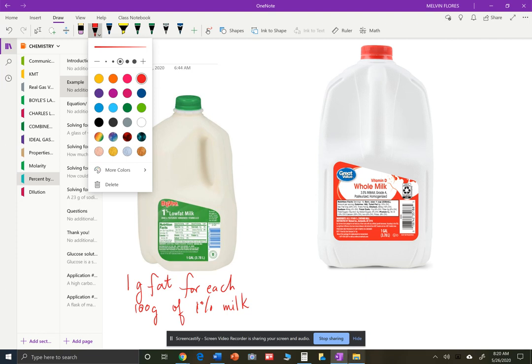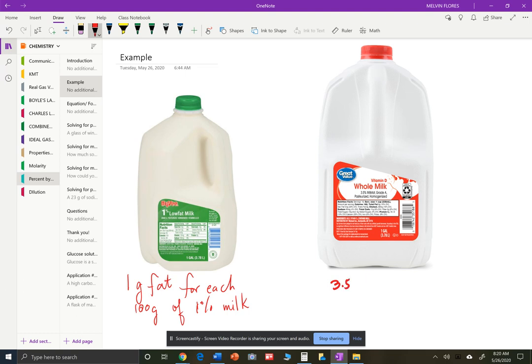The same thing with 3.5% milk. For example, we have 3.5%, so we have 3.5 grams of fat for each 100 grams of 3.5% milk.